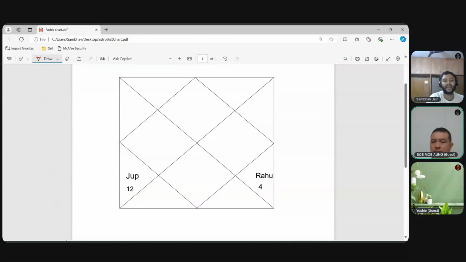Here Jupiter is heading towards Rahu. Jupiter is at 0 degree. Rahu is at 29 degrees. Both are in trine, so it will be like conjunction. Yes, so now Jupiter is heading towards Rahu.